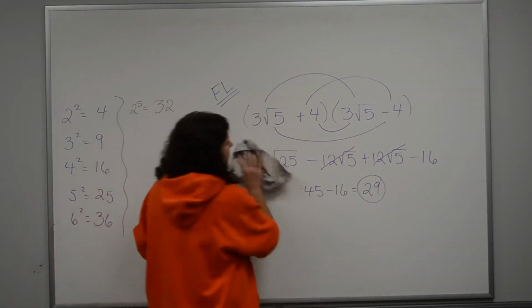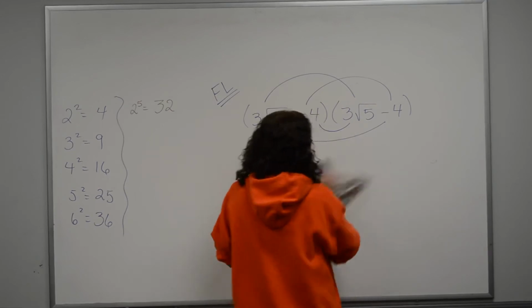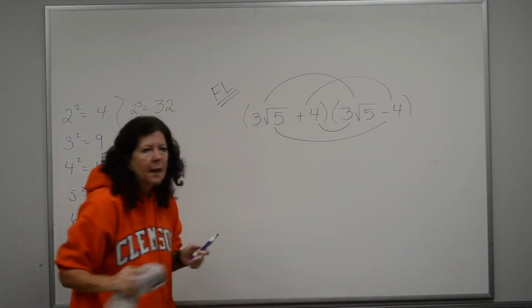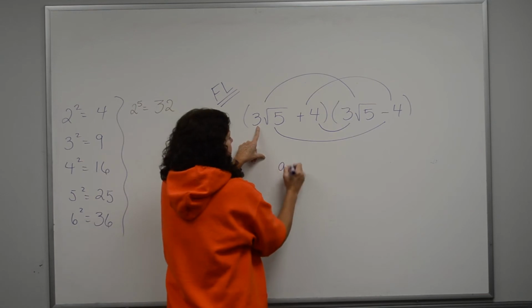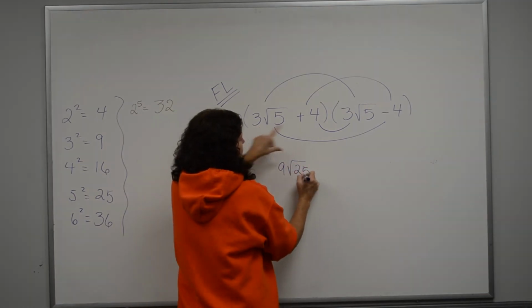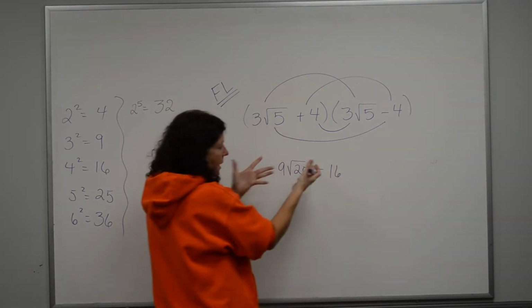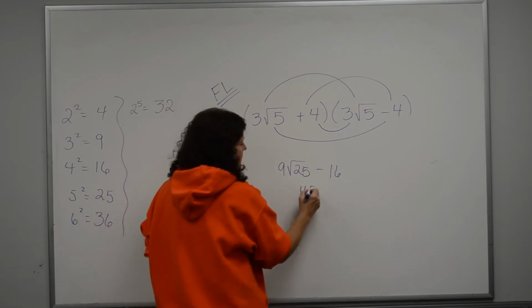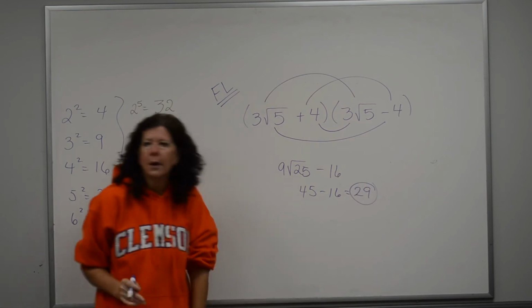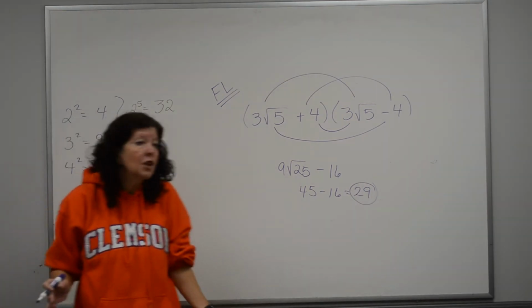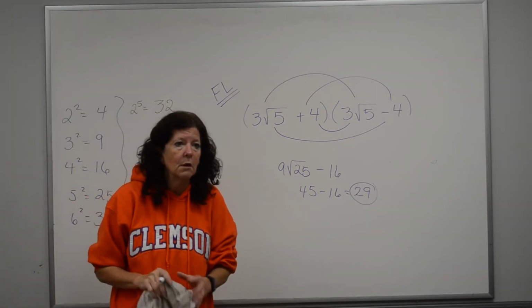Now, let's say you go, oh, I recognize those are the same thing. I'm just going to do first and last on it. First, 9 on the square root of 25. Last, negative 16. And that's going to get me to the same location very quickly. Okay, it's not wrong if you don't do it that way. I'm just saying that that's a shortcut.